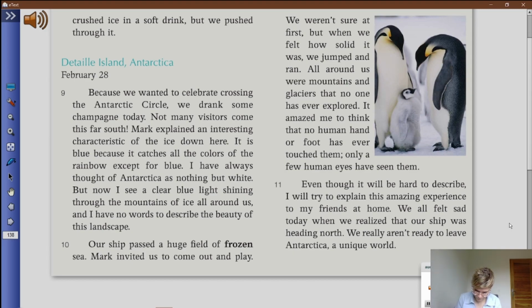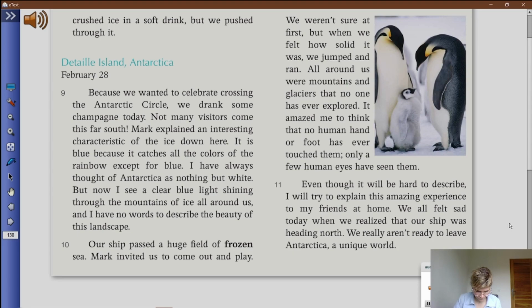Datai Island, Antarctica, February 28th. Because we wanted to celebrate crossing the Antarctic Circle, we drank some champagne today. Not many visitors come this far south. Mark explained an interesting characteristic of the ice down here. It is blue because it catches all the colors of the rainbow except for blue. I have always thought of Antarctica as nothing but white, but now I see a clear blue light shining through the mountains of ice all around us, and I have no words to describe the beauty of this landscape.